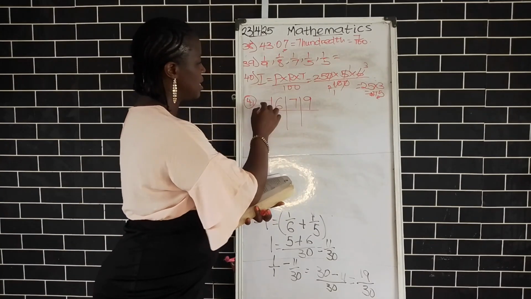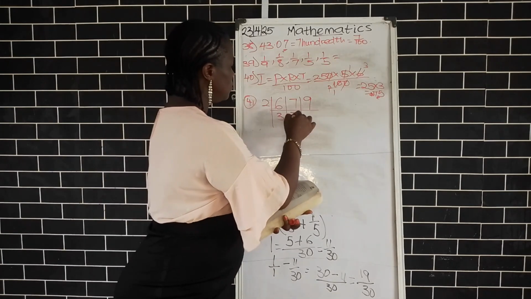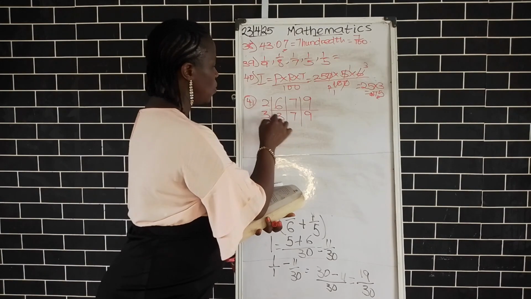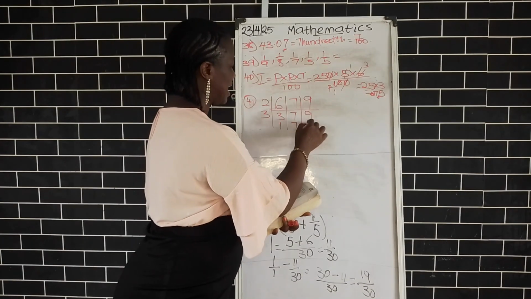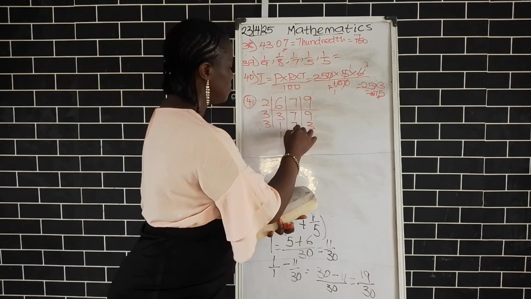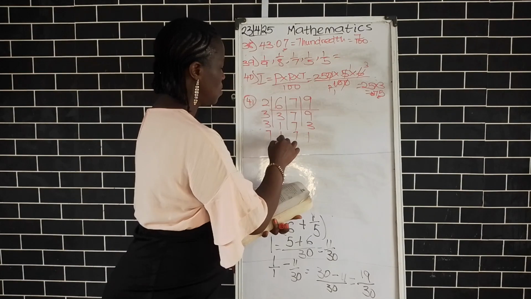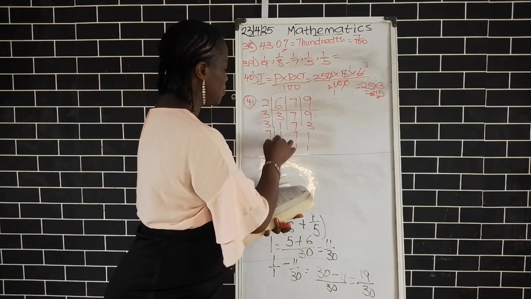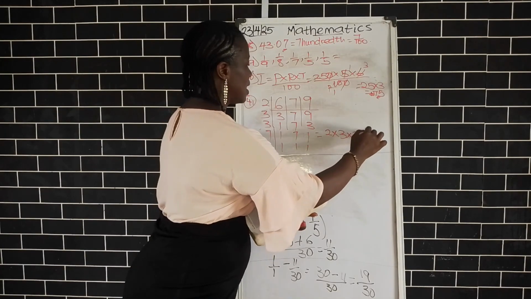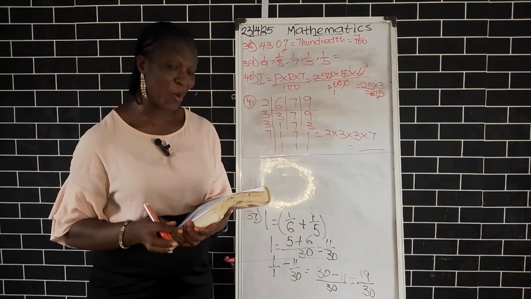So what can go here? Let's use 2: 2 in 6, that is 3. 2 in 7, not possible. 2 in 9, not possible. Let's use 3. 3 in 3, 1. 3 in 7, not possible. 3 in 9, 3. Let's use 3 again. 3 in 1, 1. 3 in 7, not possible, it is still 7. And 3 in 3, 1. So let's use 7. We have 1, 1, 1. That will be 3 times 3 times 3 times 7. We'll give you the final answer in the comments section. I hope we are together.